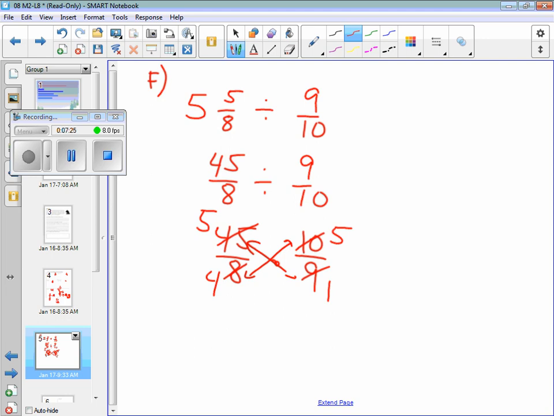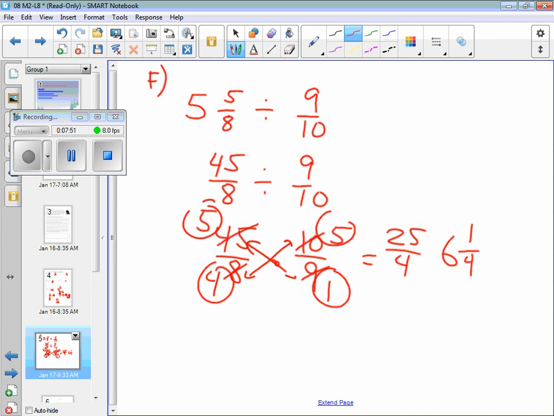Now all I'm going to do is multiply my new numbers. 5 times 5 is, just say it. 25. 4 times 1 is 4. We still have an improper fraction, but doing the division to change it back into a mixed number is so much easier. 4 goes into 25 6 times with 1 left over. And look at that. We don't even have to reduce our fraction. It's already reduced for us.